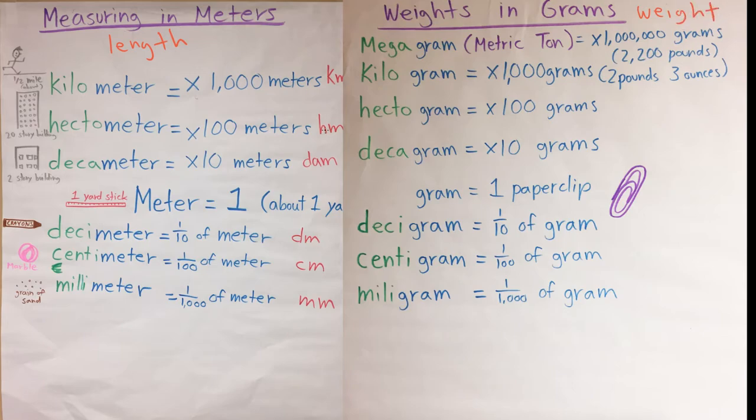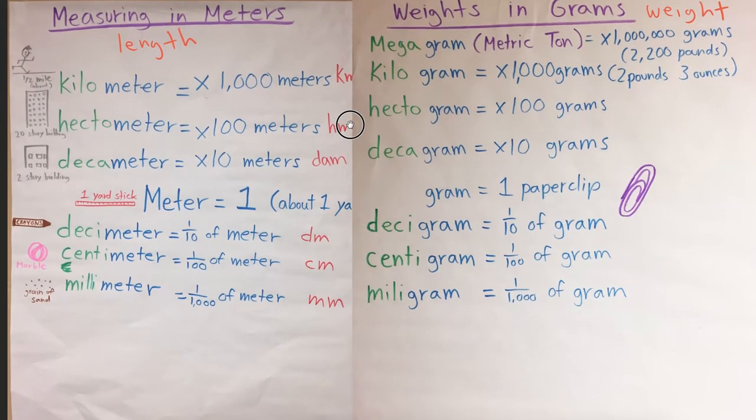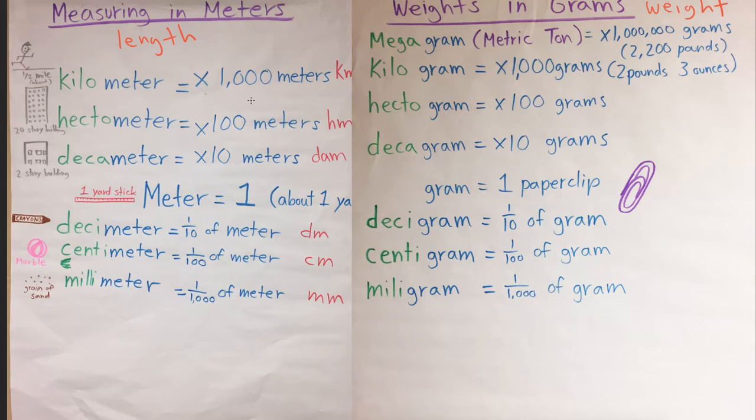So in the metric system, we know that they use different measurements. They don't use feet or yards or pounds like we do. But a lot of other countries use the metric system to measure and to weigh things. So we know that in the metric system, we have a base unit, something that we base all of our measurements on. In terms of length, the base unit is a meter. And 1 meter is about 1 yardstick long, which is about 3 feet. And for weights in grams, we use 1 gram, which weighs about 1 paperclip.